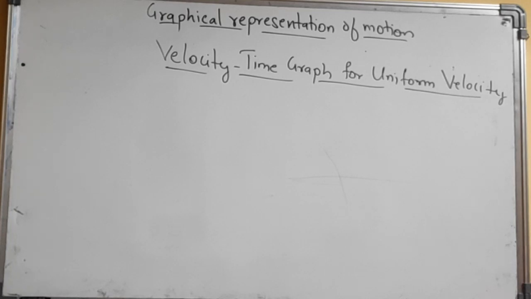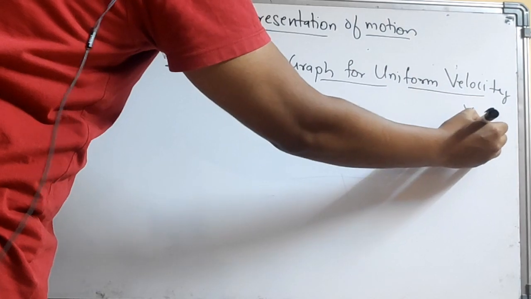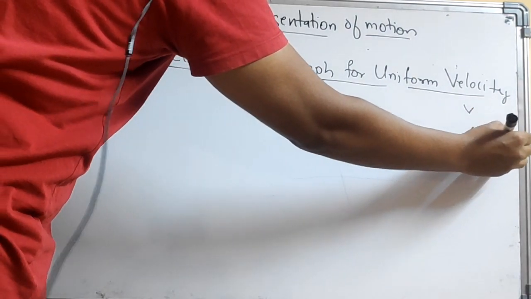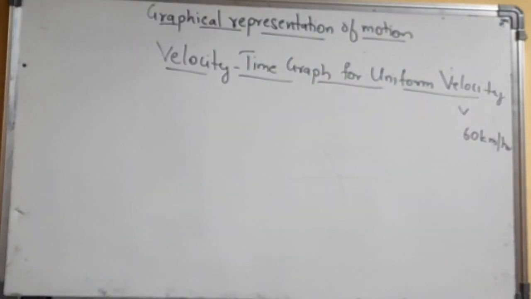So let us consider a train which is moving with a uniform velocity of say 60 kilometers per hour. The uniform velocity is 60 kilometers per hour, and say that it moves at 60 kilometers per hour for say 5 hours. Okay, so now let us try to represent this data on a graph.